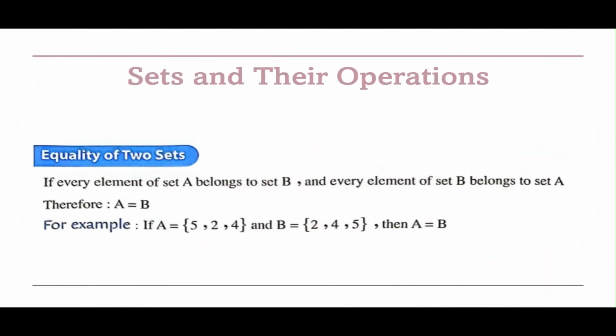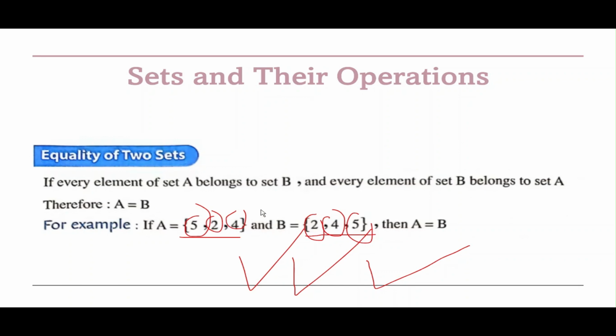Sets and their operations. Every element of set A belongs to set B, and every element of set B belongs to set A. Therefore, A equals B. Here A equals {5, 2, 4} and B equals {2, 4, 5}, so A equals B. But be careful. You tell me, hey, they're not the same order. We said order does not matter. It should be the same numbers. 2, there is 2. 4, there is 4. And they will not be equal if there is another number like 9.